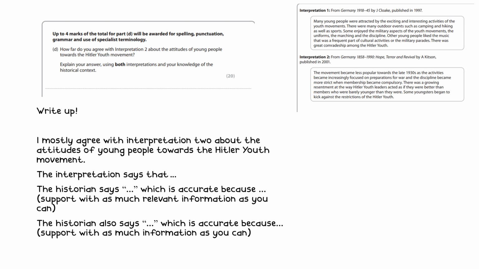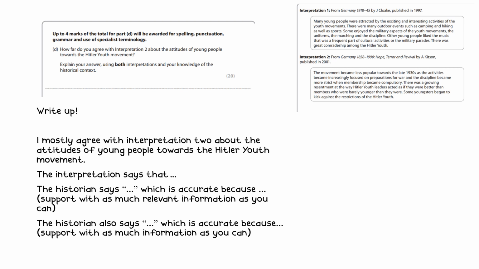So you're going to start with the sentence, I mostly agree with interpretation 2 about the attitudes of young people towards the Hitler Youth movement. The interpretation says that, and you're going to summarise it in your own words again. Now you've already done this for question 3B and for 3C, so you're going to be really strong with this bit by now. Then you're going to write, the historian says, so you're going to make sure you've got a quote from the interpretation in your answer.